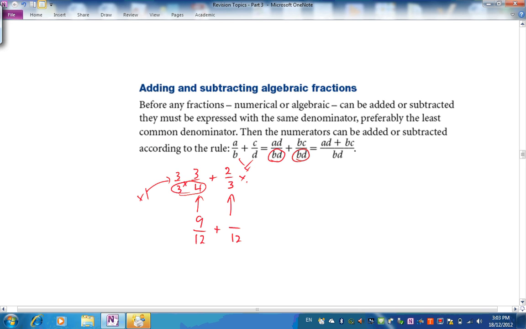So here we want 12ths in the bottom line, so we multiply top and bottom by 4. So this becomes equivalent to 8 twelfths. So this is the idea of making equivalent fractions. Probably done back in year 6 or 7. And we need to revise this because now we want to do it in algebra land. So once we've got this, we can say we have 9 twelfths plus 8 twelfths is 17 twelfths.